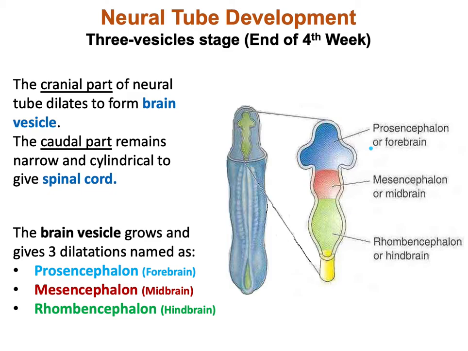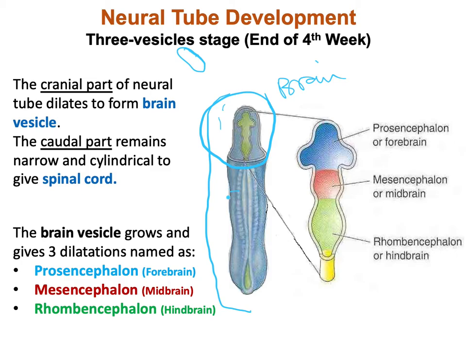Let us start again with the neural tube development. First of all, the neural tube gives three primary vesicles. Vesicles, that means something dilated, right? So again you look at the whole neural tube, and we mentioned that the upper one-third is the primordium of the brain, while the lower two-thirds will give the spinal cord. The caudal part, I mean, gives the spinal cord.